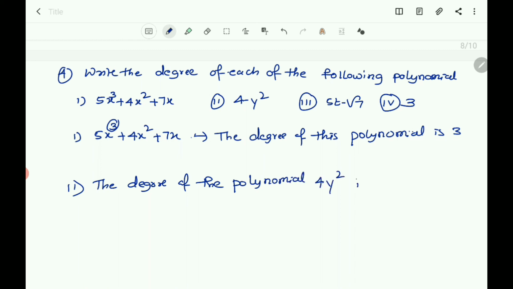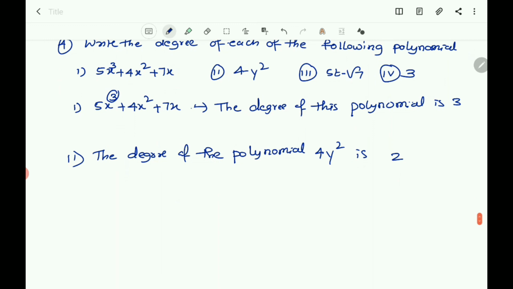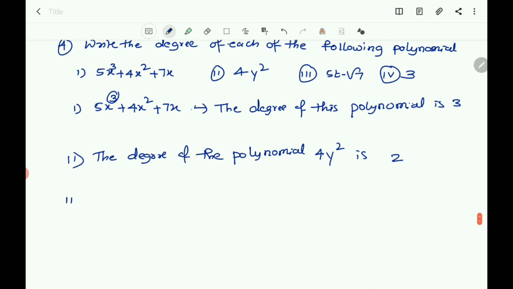4y square is, you know what is the highest power here? Only one term is there, that is a monomial, and its highest power is 2. So you can write 2 here. What is the degree of the polynomial 4y square? That is 2. And directly next you take the third one, 5t minus root 7.